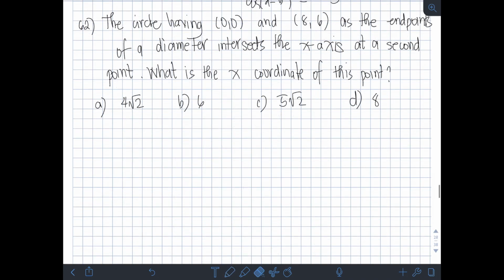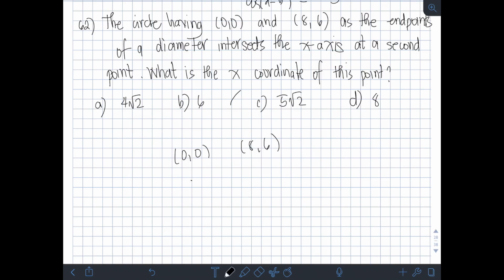Okay? Next, we have the circle having 0, 0 and 8, 6 as the endpoints of a diameter intersects the x-axis at the second point. What is the x-coordinate of this point? Okay, so meron daw tayong circle containing the 2 points 0, 0, tsaka 8, 6, which is endpoints din nung diameter. Tapos nag-intersect daw itong circle uli sa x-axis at the second point. So, ano raw yung x-coordinate nung point na yon?